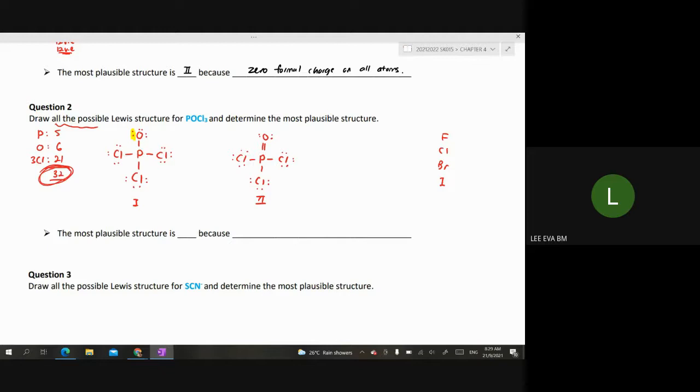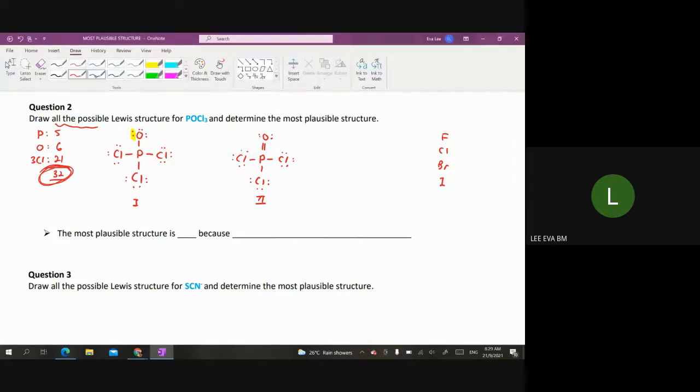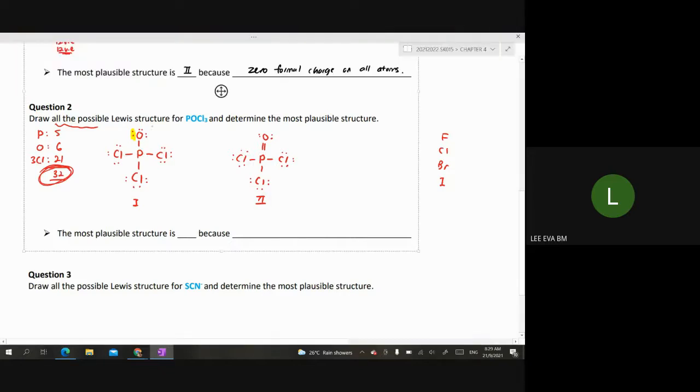Then we have to calculate your formal charge. So we try this one together. What is the value for oxygen?